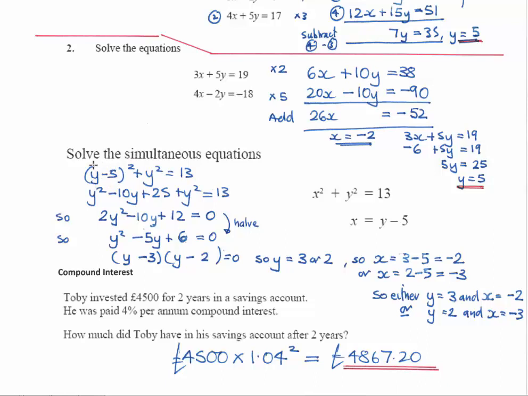So the first thing I do is I expand this bracket. Y minus 5 squared is going to give me y squared minus 10y plus 25. And I'm adding the y squared and it equals 13. So the next stage is to take this 13 over to here, take away 13 from both sides, and that's why I've got a 12 there.